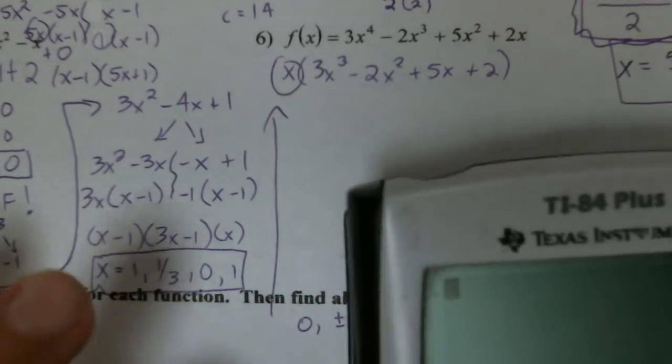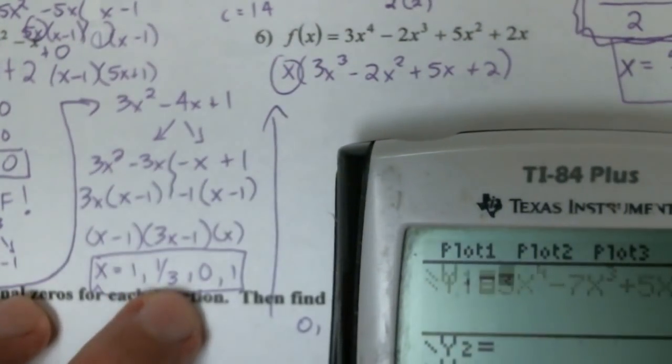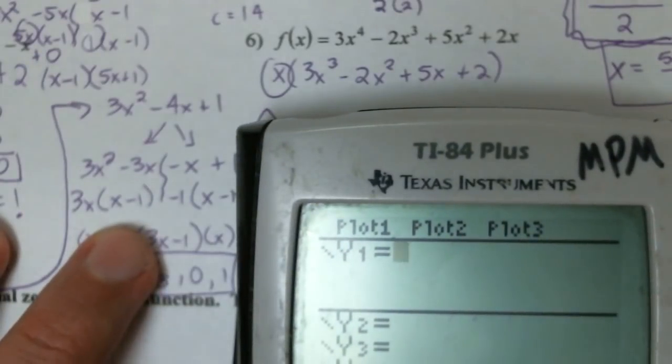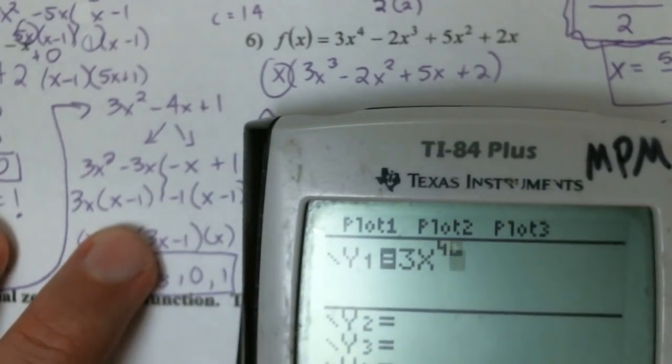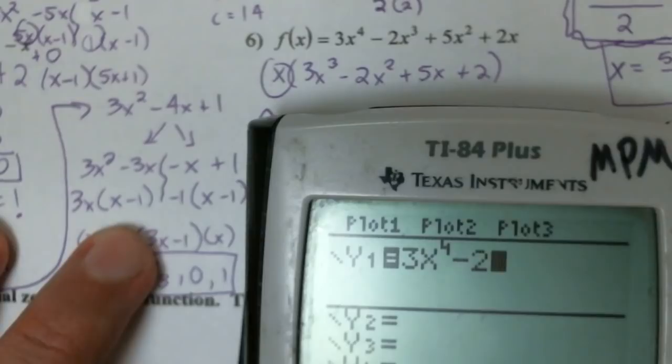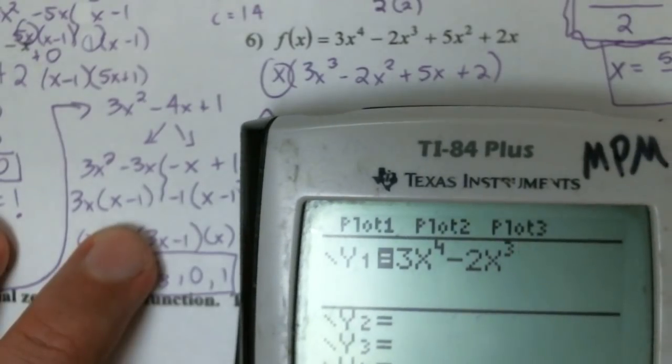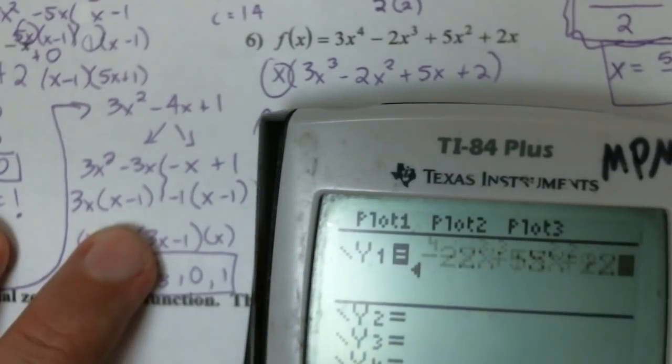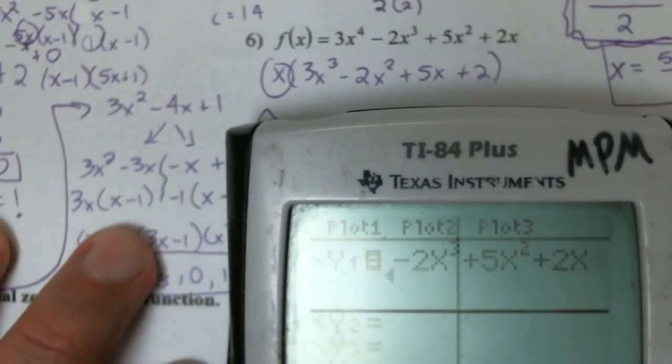All right, so let's go to our graphing calculator. Let's type in our function: 3x raised to the 4th minus 2x raised to the 3rd plus 5x squared plus 2x. All right, let's graph that.